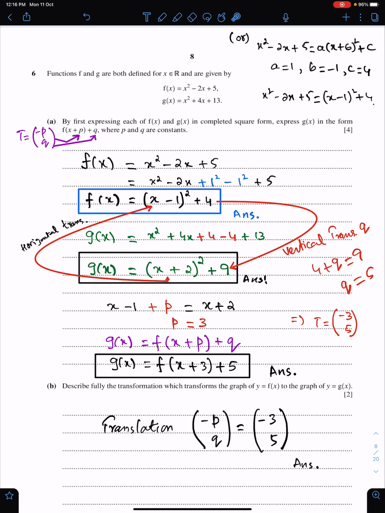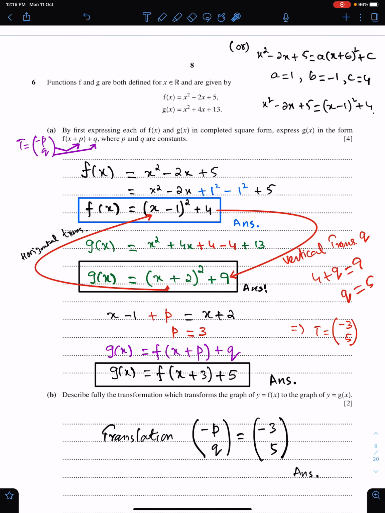There are two methods. Number 1, the comparing the coefficient method. You can easily express f of x in completed the square form with the help of this method. When you expand this and compare the coefficients of like powers of x on both sides, you will get the values of a, b and c. Then substitute a, b, c into this equation. This is the completed the square form of f of x. This is the first method and this is the easiest method.